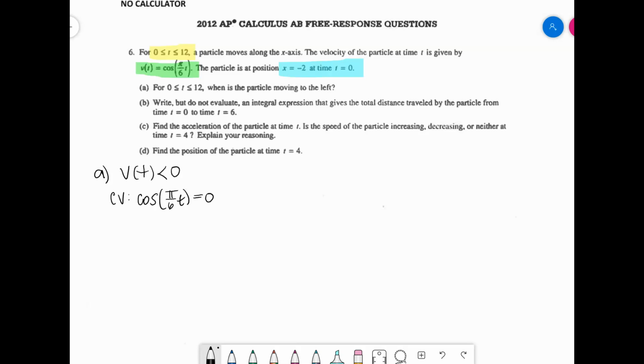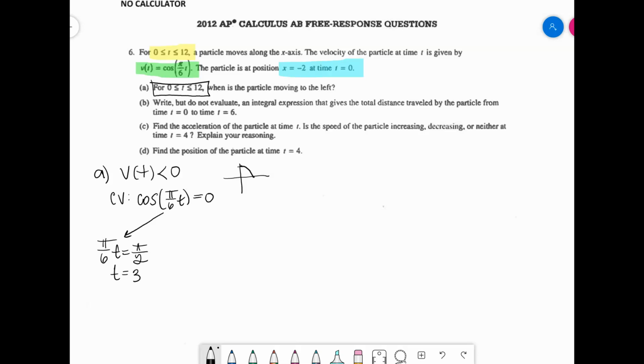All right, so let's think about when cosine is equal to 0. I'm going to draw my unit circle here. Here cosine is 1, so that's 0. Here, cosine is 0, so that is pi over 2. So when pi over 6t is equal to pi over 2, cosine there will be equal to 0. So when we multiply by the reciprocal to get t alone, we're going to multiply by 6 over pi. That's going to give us t equals 3. Now 3 does fall in this domain, so that is a critical value.